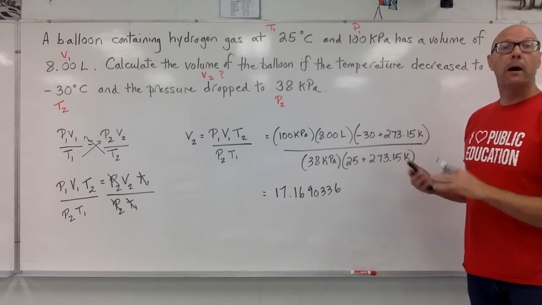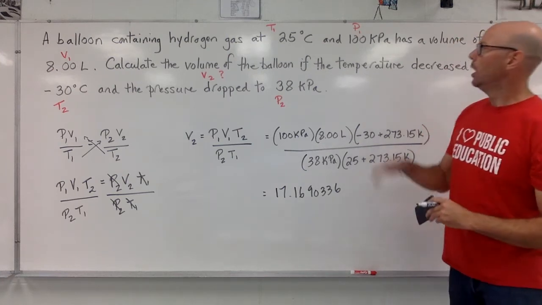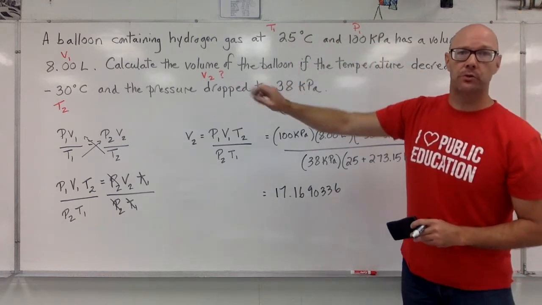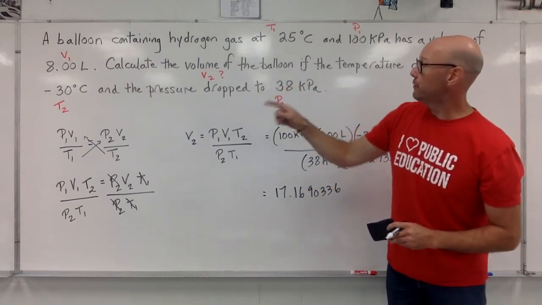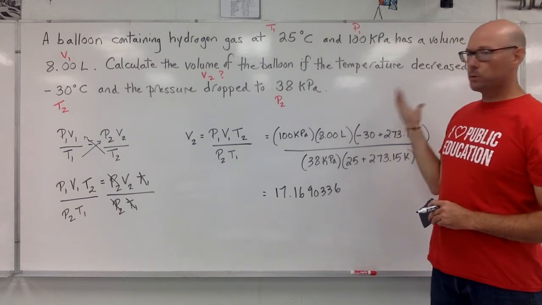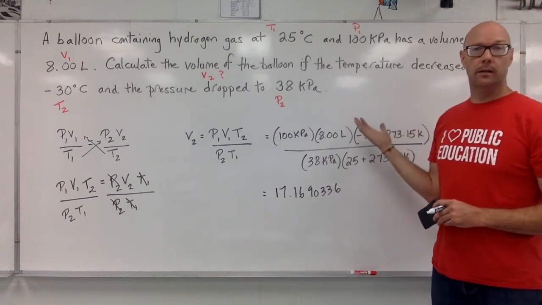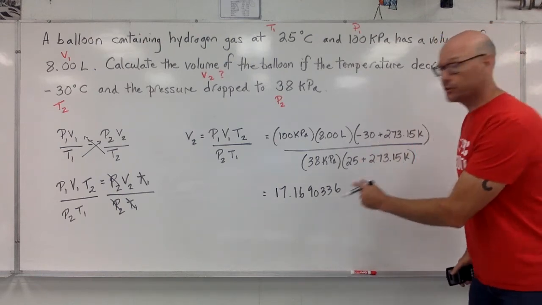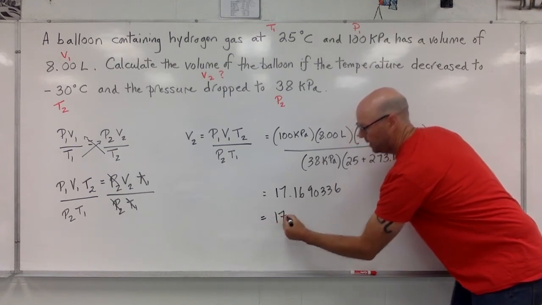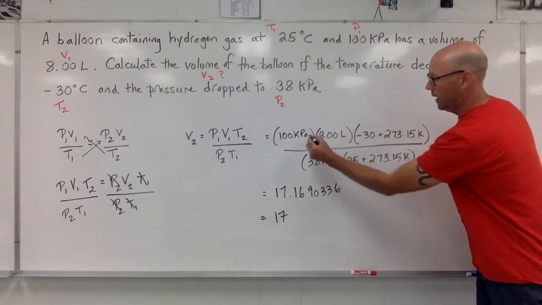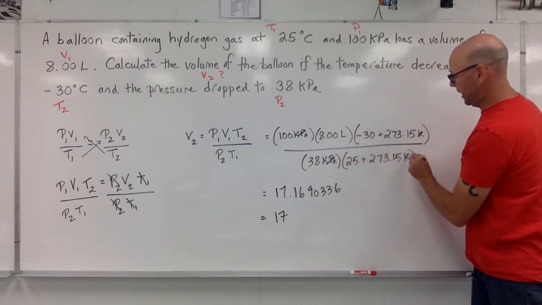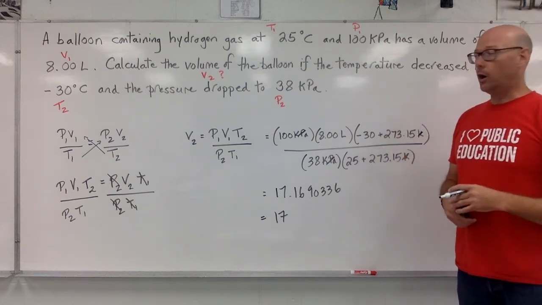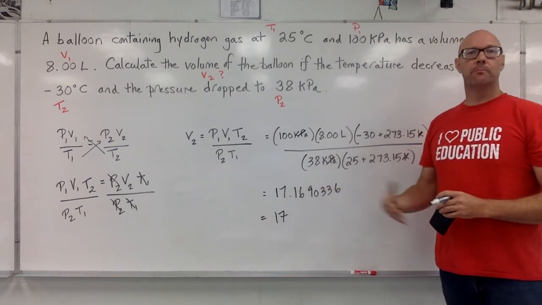Finally, I need to think about my significant digits and my units. 25, that's 2 sig digs. 100 has 3. 8.00, that's 3 sig digs. Negative 30 and 38, that's 2. I have some numbers with 2 significant digits and some numbers with 3. The smaller one is 2. So my final answer must have 2 significant digits. When I round this off, it's 17. When I look at the algebra here, I can see that the kilopascals cancel and the kelvins cancel. This leaves me liters, or the units are going to match for the volume. Because the V1 was in liters, my answer is going to come out in liters.